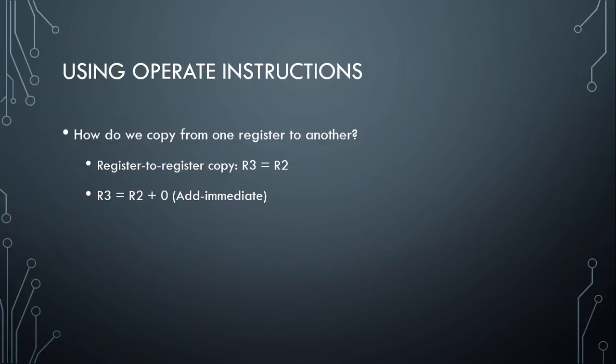Now, how do we copy from one register to another? So let's say I have the value in R3 and want it to go to R2. Well, it's pretty easy to do. All I do is I'm going to say R3 is equal to R2 plus 0. And what that plus 0 does is it makes it an ADD immediate.